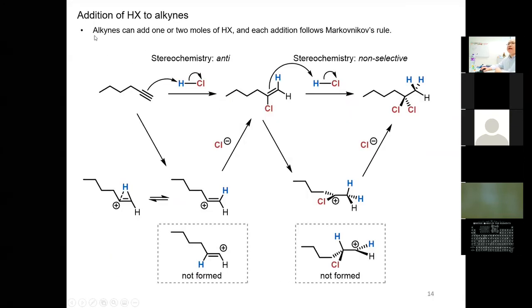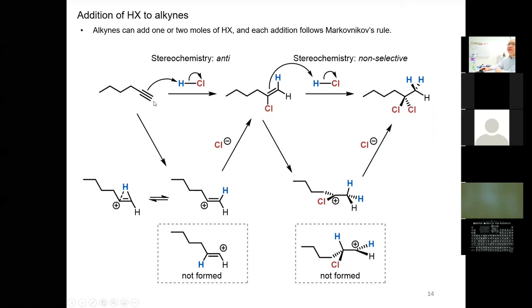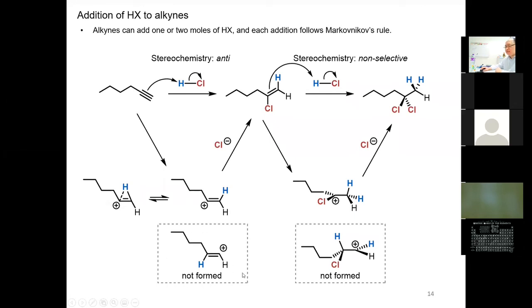As I said, alkynes can add one or two molecules of HX, and each follows Markovnikov's rule. Here is another example: if I give you 1-hexyne and react it with HCl, the first addition follows Markovnikov, so the H goes to the terminal carbon. You will generate either a vinylic carbocation or, as people argue, a pi complex, but definitely not the anti-Markovnikov carbocation. The chloride will always add to the internal position.